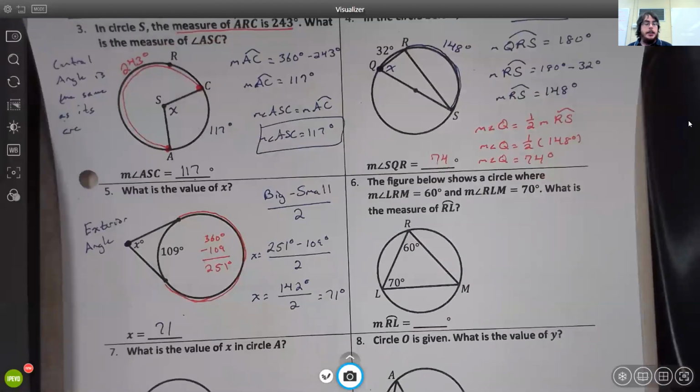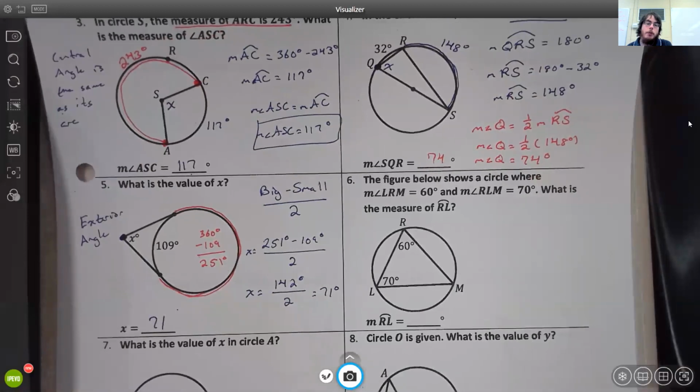Now number 6 is an interesting one. There are a couple different ways to do this, but as with all of these, there are multiple ways that you can approach these. As long as you get the right answer, that's what matters.